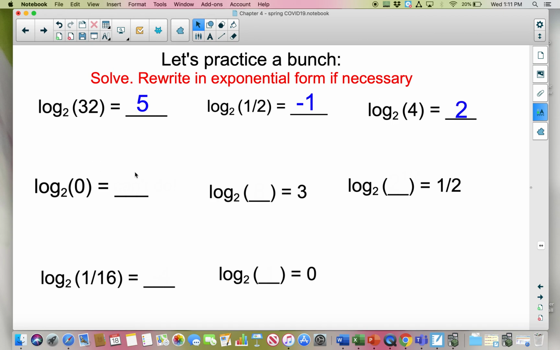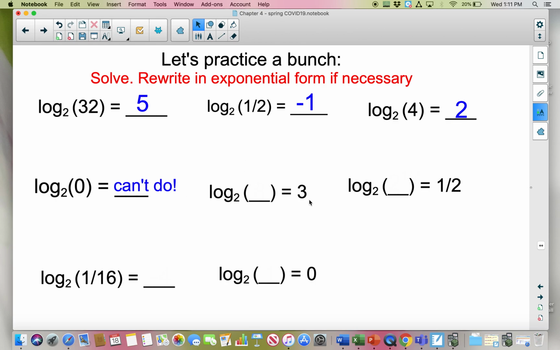2 to the what equals 0? Hopefully you realize that's not possible. There's nothing I can raise to the base of 2 that's going to get me to 0. That can't happen, right? So you absolutely cannot log 0. And while we're on it, you can't log negative numbers, right? Because 2 to the what is going to be negative. That's never going to happen.